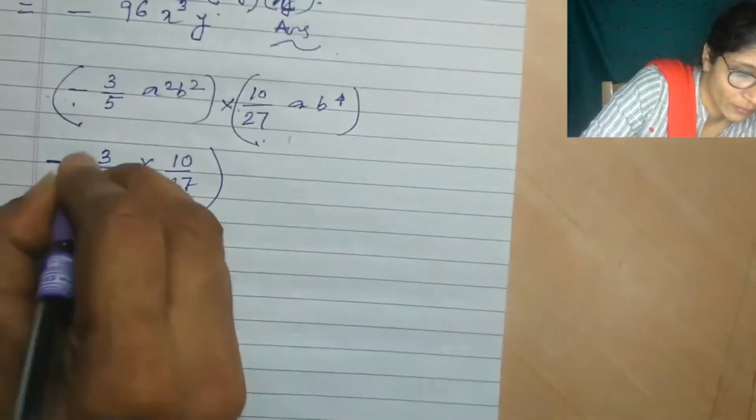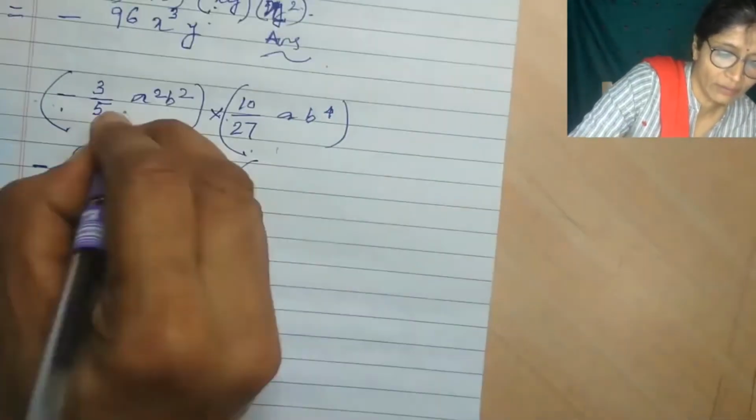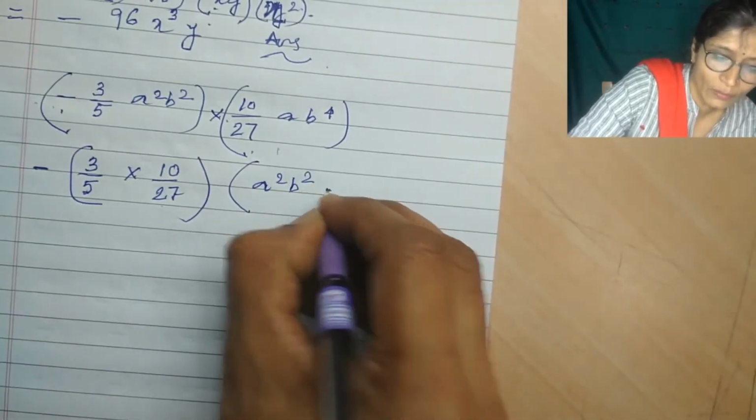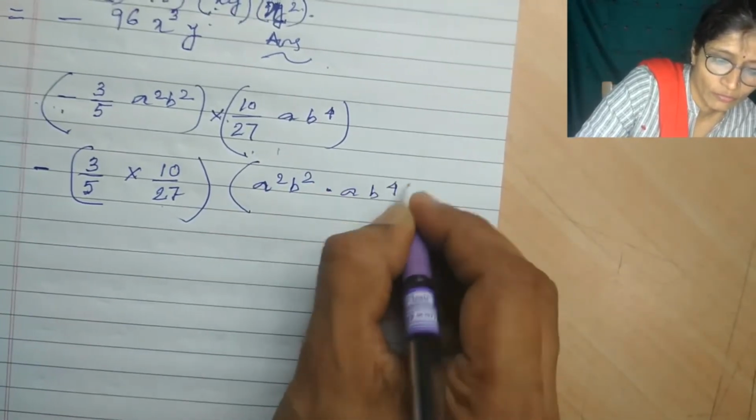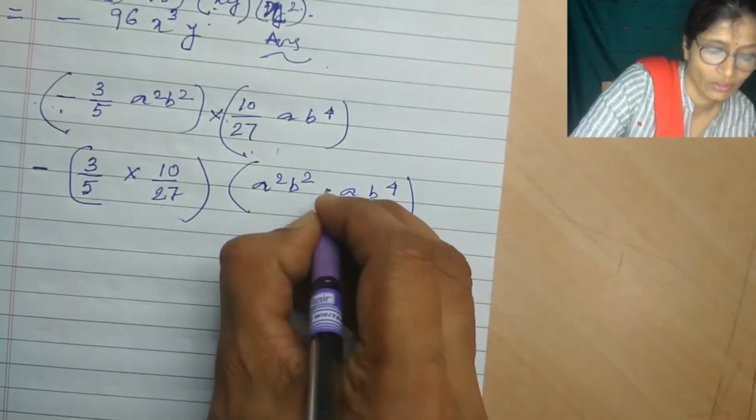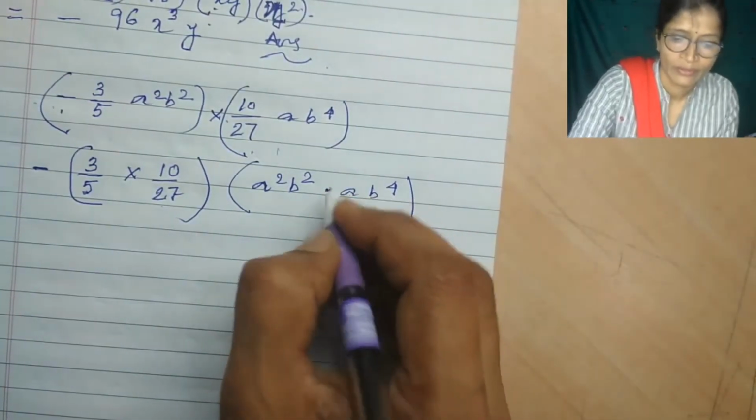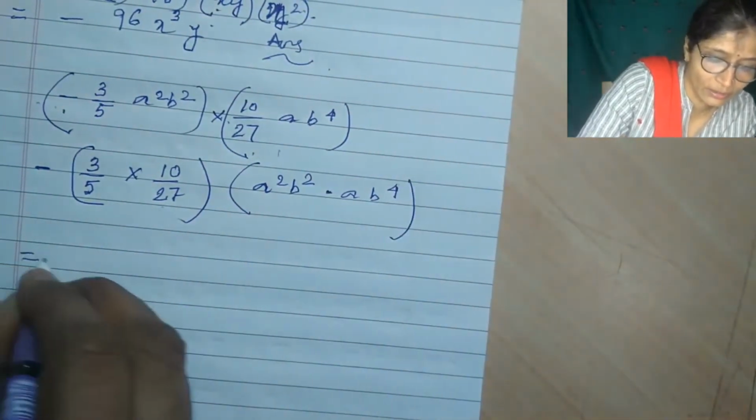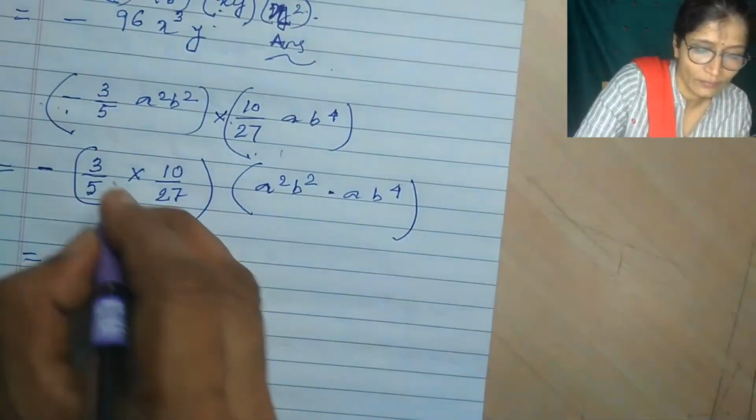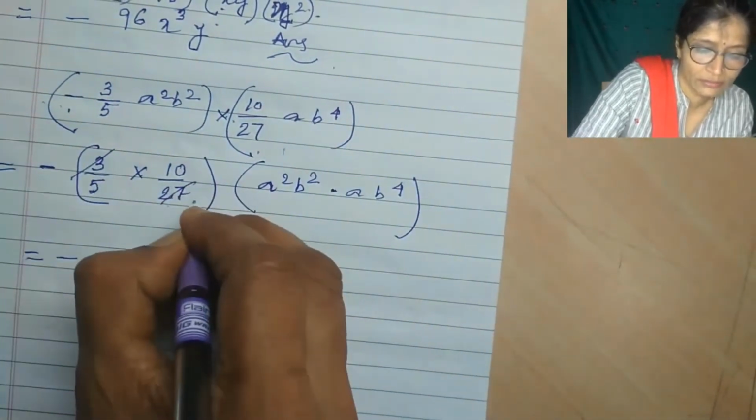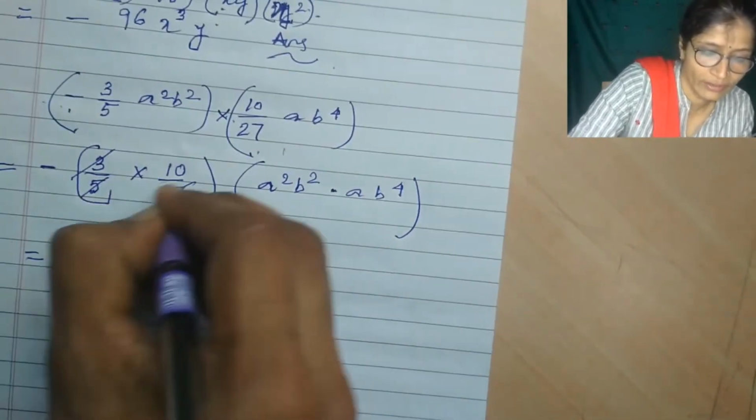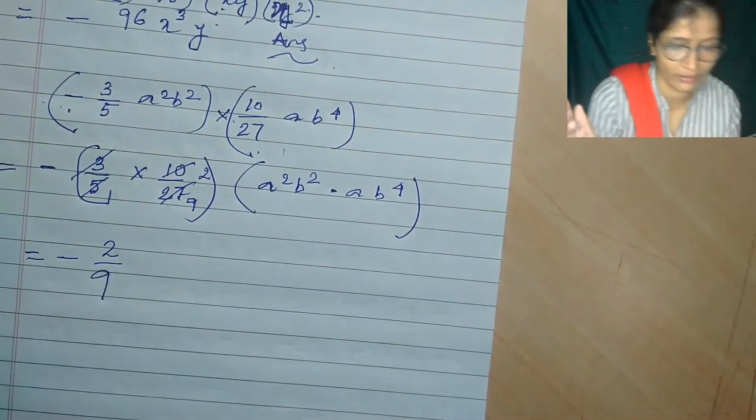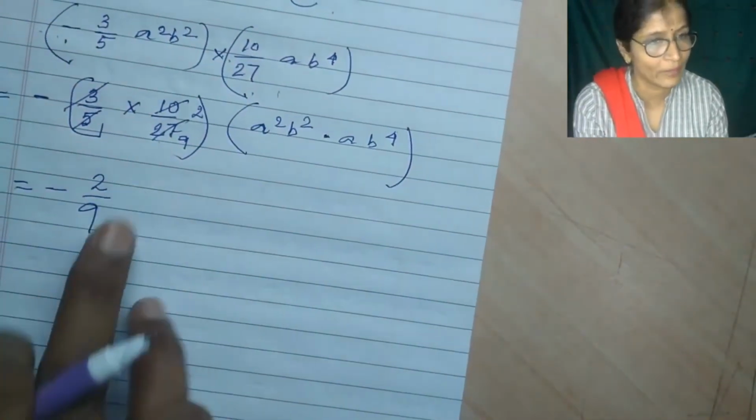Multiply it. Next I will multiply the literal coefficients, a square b square into a b to the power 4. Either you give a multiplication sign or a dot sign. So this into this is there. That is equal to minus, then you can cancel it. 5 1s are 5, 5 2s are 10, 9 3s are 27. So it is 2 divided by 9. I think I'm right. Okay, 2 by 9.